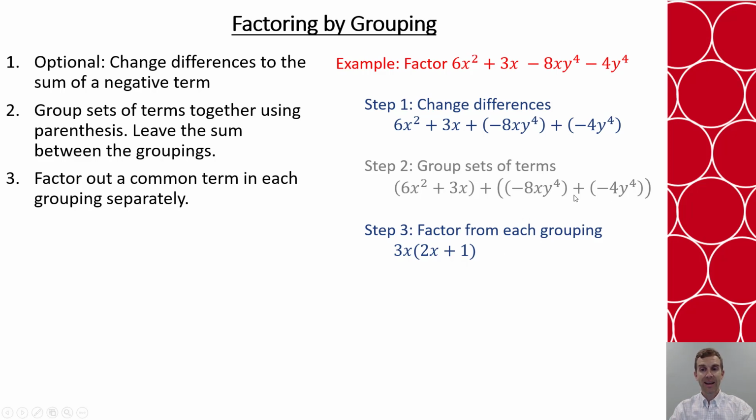When I look at my next grouping, what I can factor out of both of these is a negative 4y. So I keep the plus, and I'm going to put the negative 4y to the fourth. Negative 8xy to the fourth divided by negative 4y to the fourth is 2x. And then negative 4y to the fourth divided by negative 4y to the fourth is positive 1.